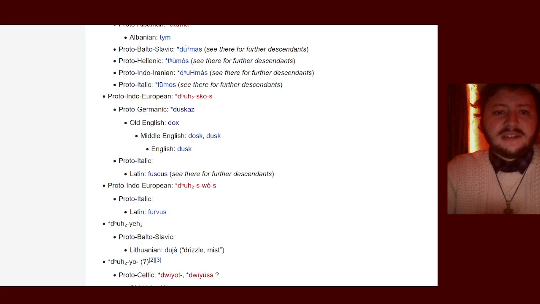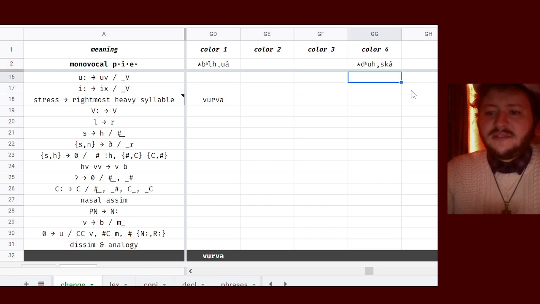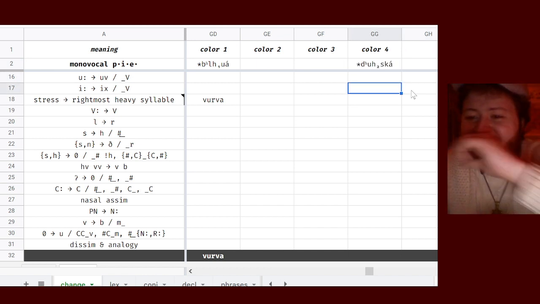Wait, where was the stress? I'm going to say the stress is on the O there. That makes the most sense to me because it's an adjective extension.